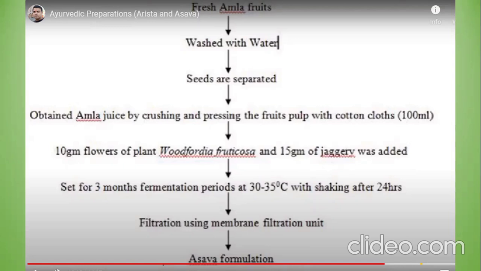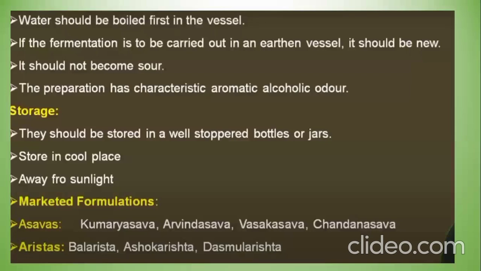Okay, take 10 grams of the drug, in the case of Amla fruits Asava. 100 ml of liquid should be taken, 10 grams of flowers are to be taken, and then 15 grams of jaggery should be added. Keep it for a 3 month fermentation period at a temperature of 30 to 35 degrees centigrade. After 24 hours you have to check this, then filter this, and you get the Asava formulation. So these are some of the standardization processes.